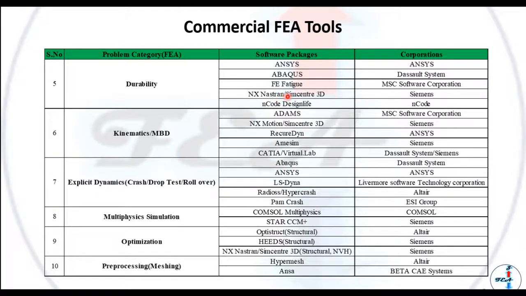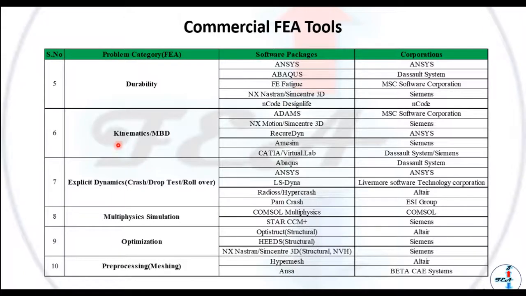So next one is NX Nastran SimCenter 3D. Both are the same. SimCenter is nothing but the updated Siemens PLM portfolio. Siemens has integrated all their PLM tools into a single portfolio called SimCenter, like SimCenter 3D, SimCenter NX, like that. Only they have segregated. So NX Nastran is also suitable for durability analysis. Next one is nCode. This is also an efficient tool like FE fatigue.